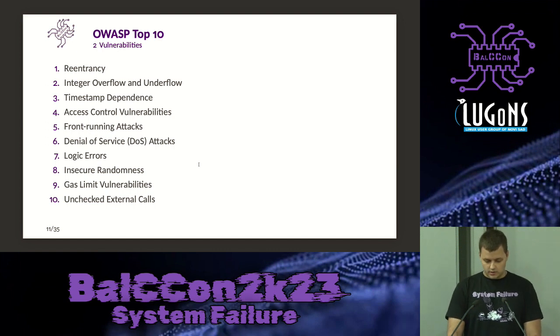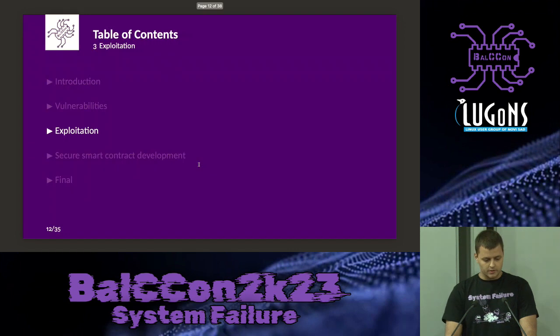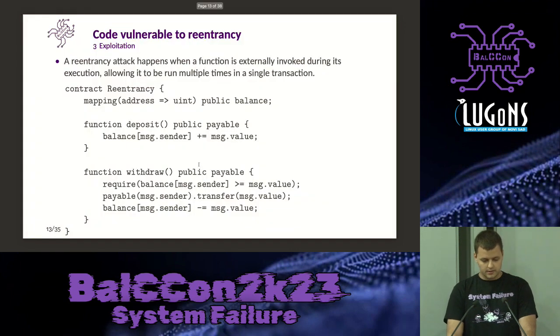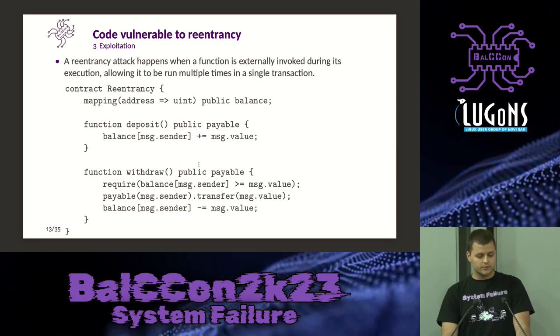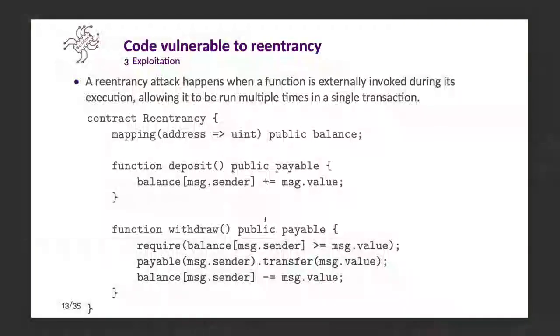So we can start with the one that's most common and probably the deadliest one. It's called reentrancy. It's a simple concept. If you have been doing some concurrent programming, you should be familiar with the idea. We can define a reentrancy attack, or just general reentrancy, as when a function is externally invoked during its execution, allowing it to be run multiple times in a single transaction.